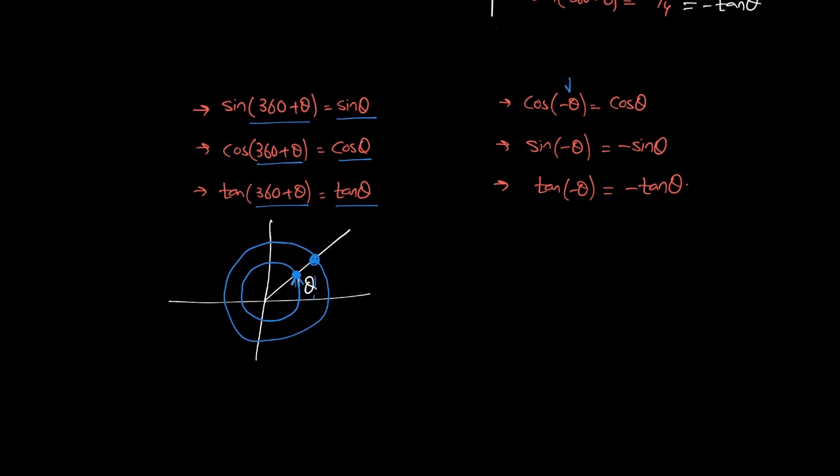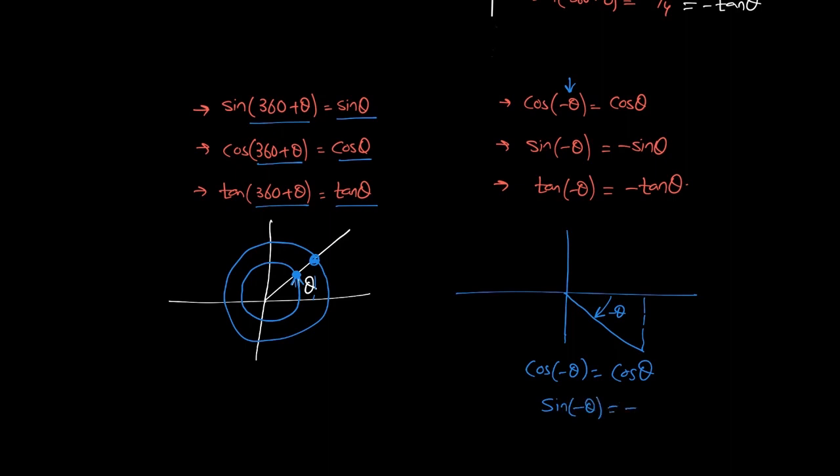Now negative angles. Let's say you have a negative angle, minus theta. Negative angle means angle measured clockwise. So this is minus theta. So cos of minus theta is the same as cos theta, because it's in the fourth quadrant, so cos of a negative angle is equal to cos theta. Sine of minus theta is equal to minus sine theta, and we know that in this quadrant the sine is negative, and tan of minus theta would be minus tan theta.